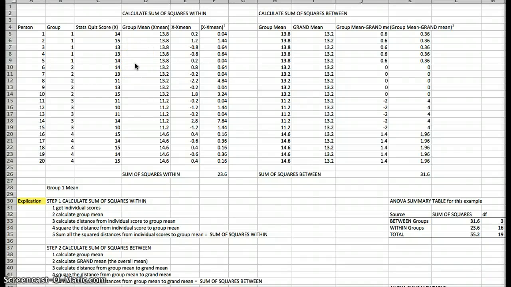Now we get another person right here. The last one, 14 minus 13.8, is 0.2 above the average. Okay, so these are the differences to the mean for group 1.